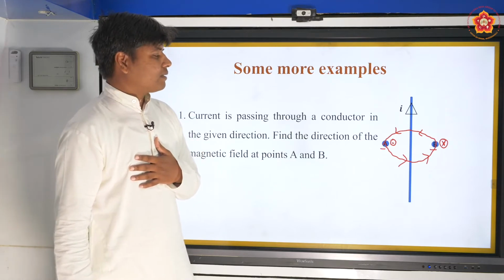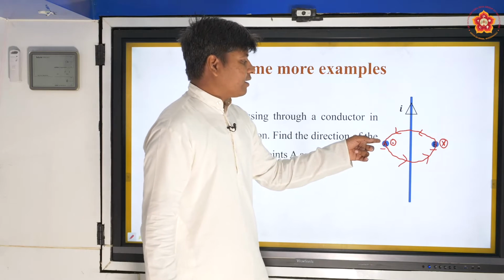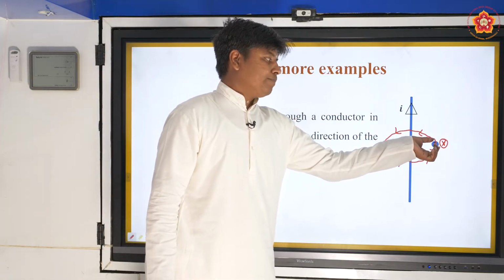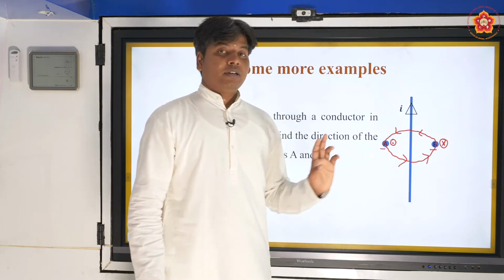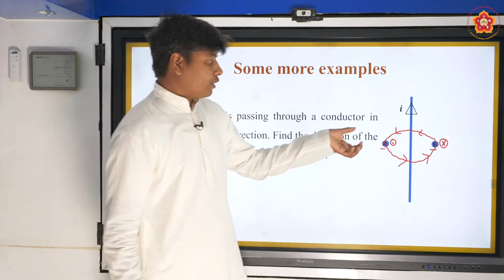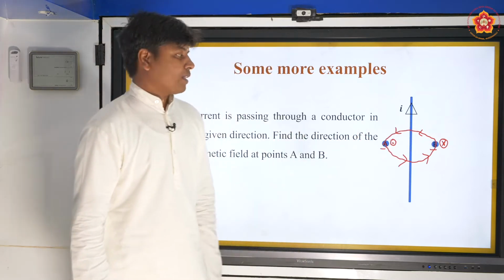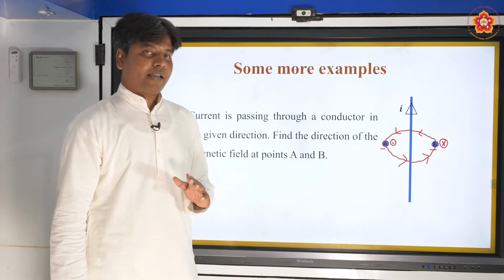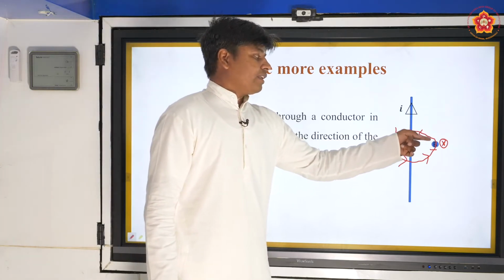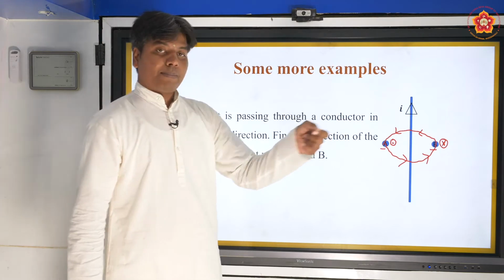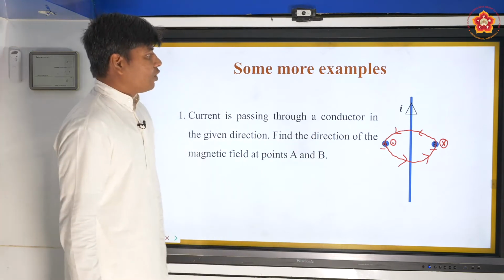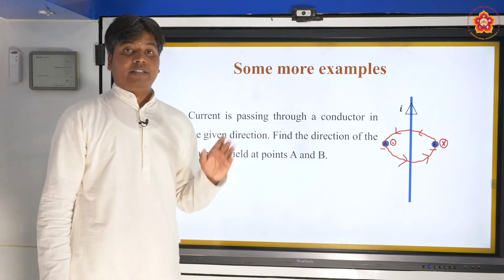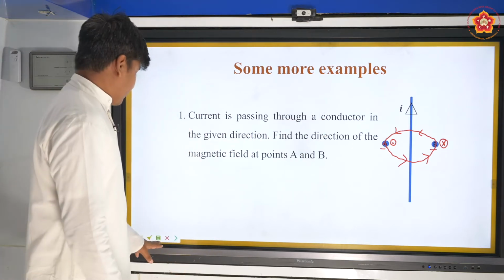That means if you put a north pole here, it will experience a force outside the board. If you put a north pole at B, it will experience a force inside the board. You have to understand I am putting the north pole at both places. Okay. If I put the south pole here, it will go inside because it is opposite to the direction of the magnetic field. If I put the south pole at the other point, the direction of the force will come out. So this is how you define the direction of the magnetic field line at point A and point B. Alright.